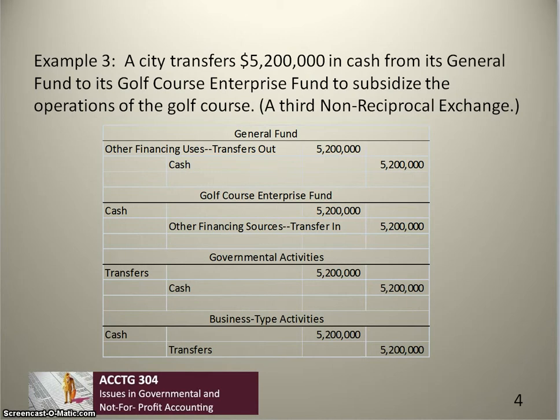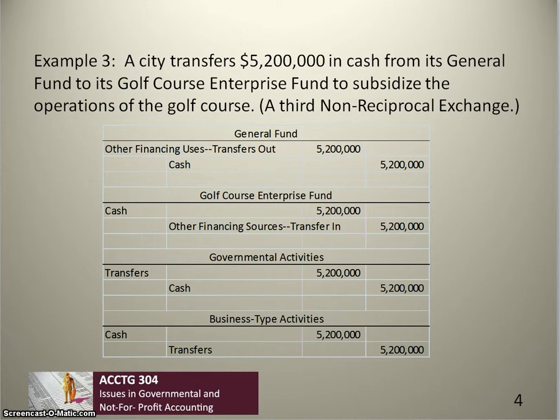Example 3, a third non-reciprocal exchange. In this case, the city transfers $5,200,000 in cash from its general fund to its golf course enterprise fund to subsidize the operation of the golf course. Again, it's a non-reciprocal exchange because it's a one-way transfer of resources, not with the assumption that it will be repaid and not for the purchase of goods or service. So we record the entry in the general fund and in the golf course enterprise fund, pretty much as we did before for the last example.